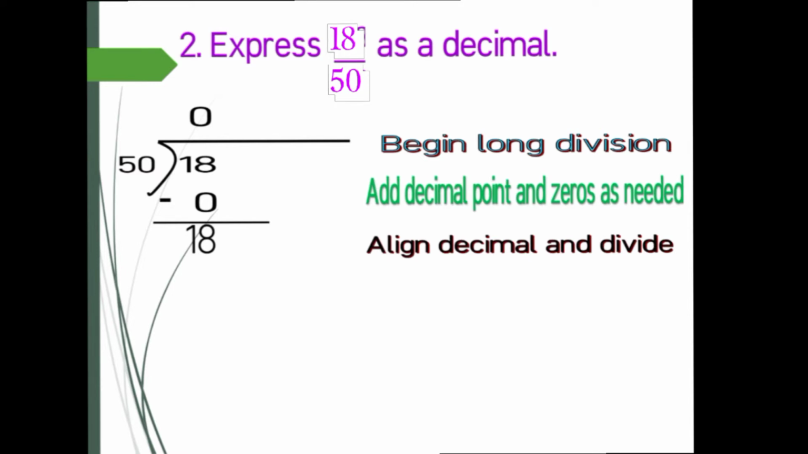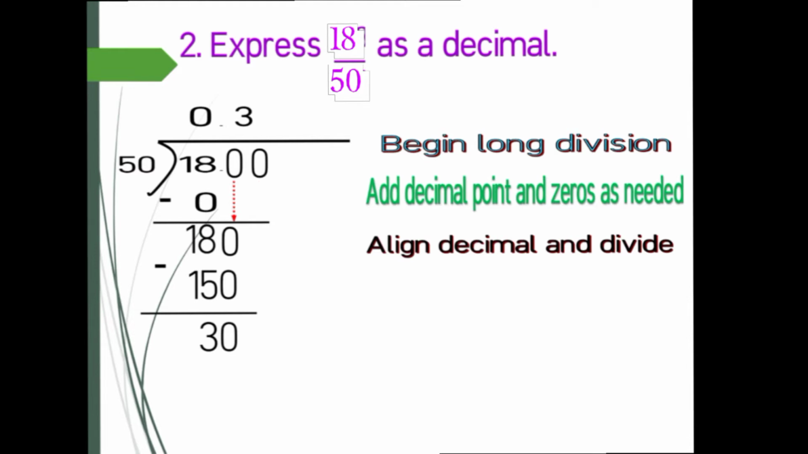And then let's align the decimal and then divide. Ayan, so naka-align na po yung dalawang decimal point. So, next thing to do is to bring down the 0. So, magiging 180 na siya. So, 180 divided by 50 is 3. And then 3 times 50 is 150. And then subtract natin. 180 minus 150 is 30.